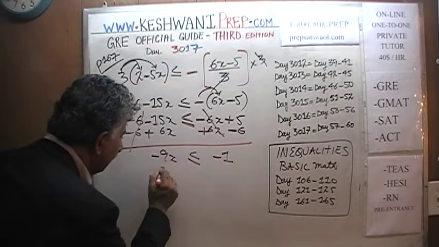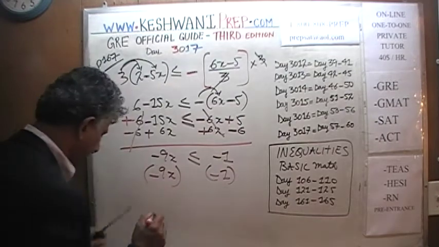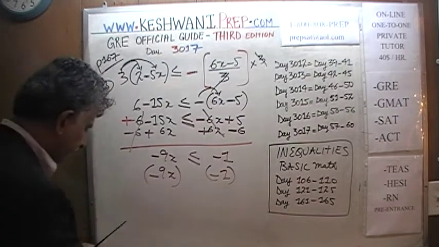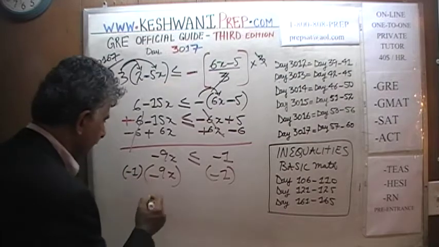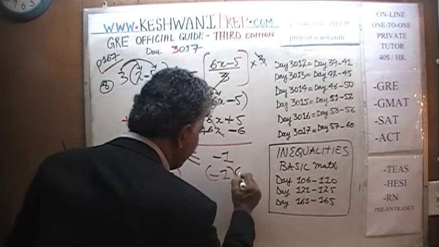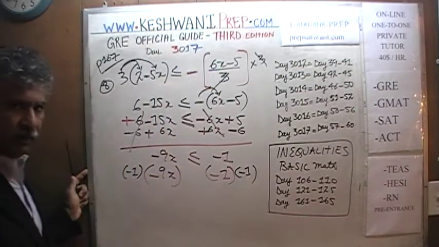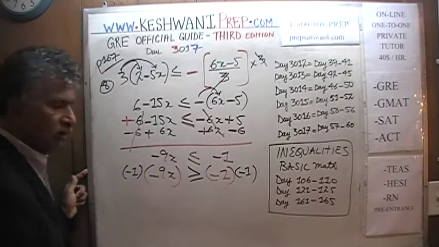When we multiply two sides of the inequality by a negative number, that's what we have to do, because we're not interested in negative 9x, we want positive 9x. If we multiply both sides of the inequality by a negative number, the direction of the inequality has to switch.